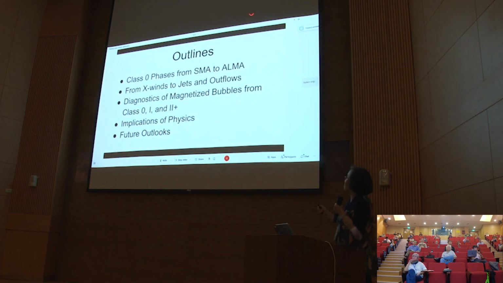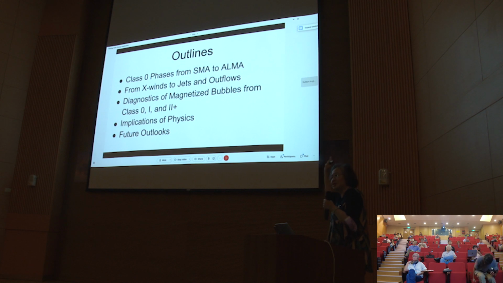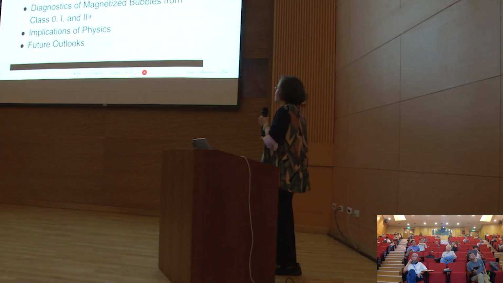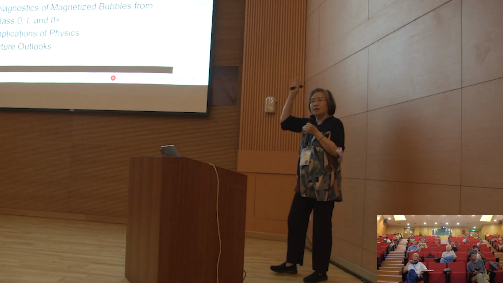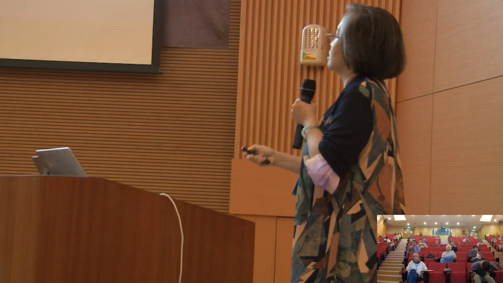This outline: I'm talking about the class 0 phase. In the end, I got Frank to accept the class 0 phase. Okay, he had to accept it, because otherwise he would not accept the jet detection from Qingfei. Next, we're talking about how we go from X-rays to jets and outflows. Then we're talking about new diagnostics of the observations we have seen so far, especially the new nested shell and kinetic structure from ALMA, combined with many other things. This presumably can last from class 0 to 1, to 0, 1, and 2 plus. So what's the physics implied, and what is the potential outlook?